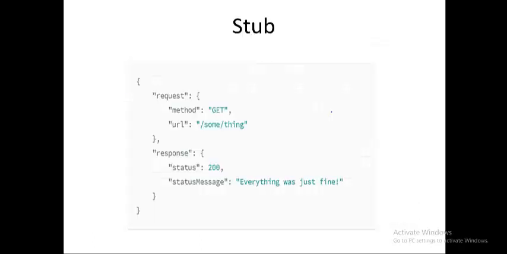Let's just see what the stub looks like. This is the basic stub. I would also term this a contract. In this specific contract, there are two bodies: one is request and the other is response. It is a JSON message first of all, and the request block has a couple of fields, which are method and URL. That means we are going to apply an HTTP method of type GET, and the context URL I'm trying to reach is /some/thing, that is the endpoint.